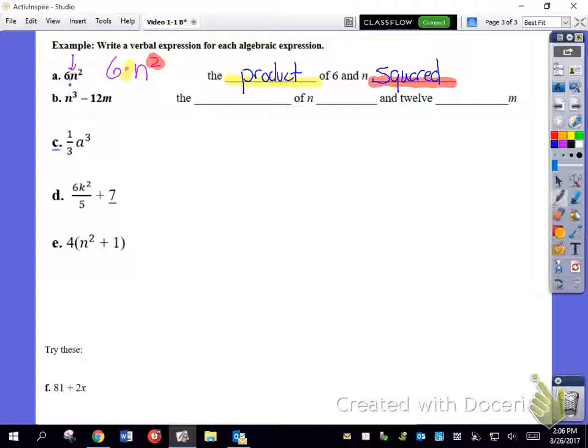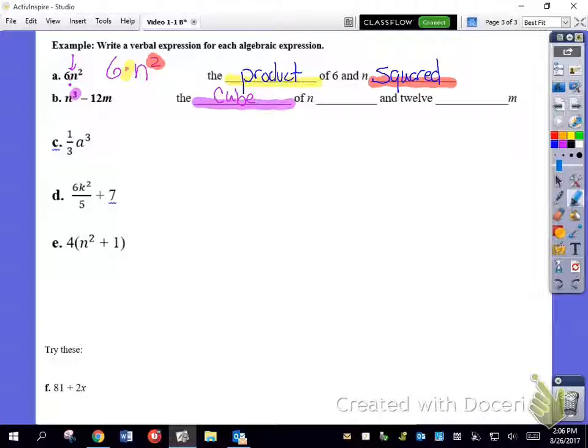All right, on the next one, I have a little exponent of 3. Now, remember when you have an exponent of 3, that is called cube. So now I could say n cubed, or I can say the cube of n. I don't need to put a d on it. So I could say n cubed, or I can say the cube of n.